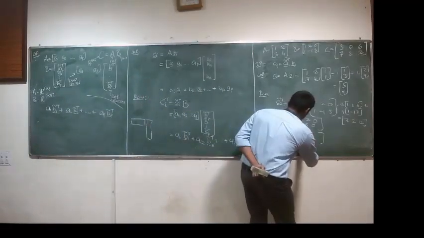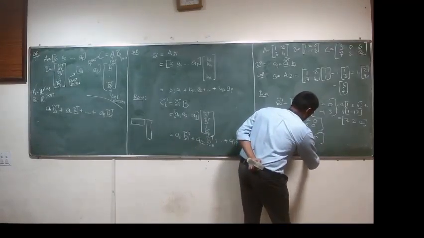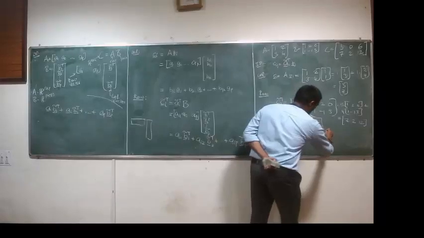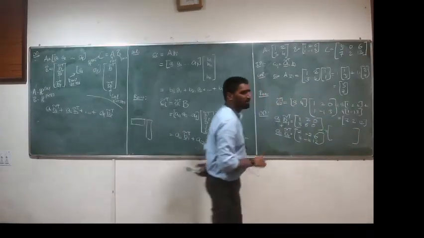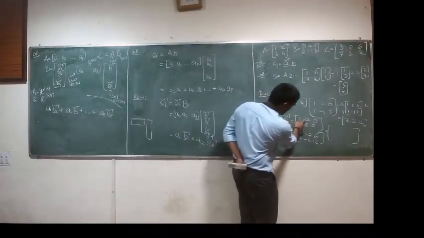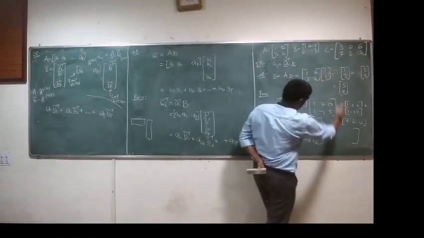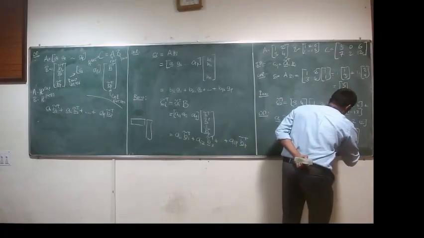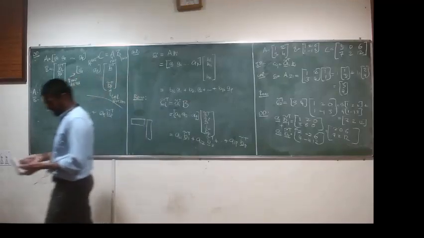Okay, 2. If you add these two, what do you get? The sum of these two is supposed to be your C: 3, 0, 6, 7, 2, 12. Okay, so that's another way to look at matrix multiplication.